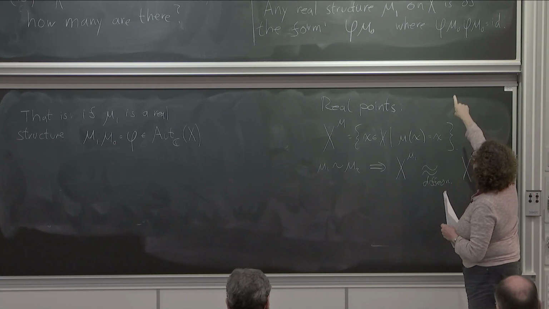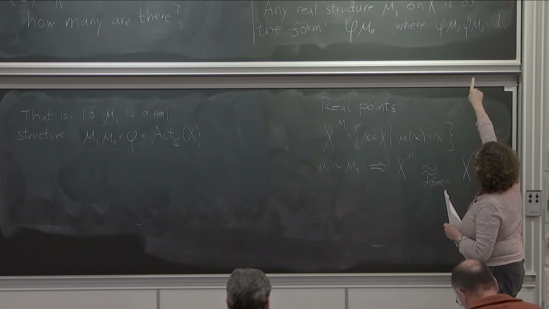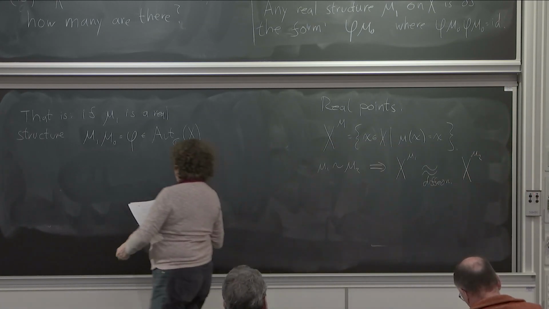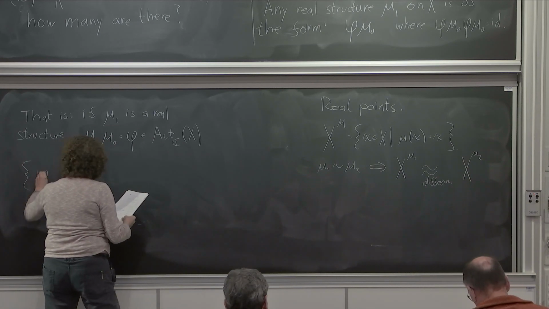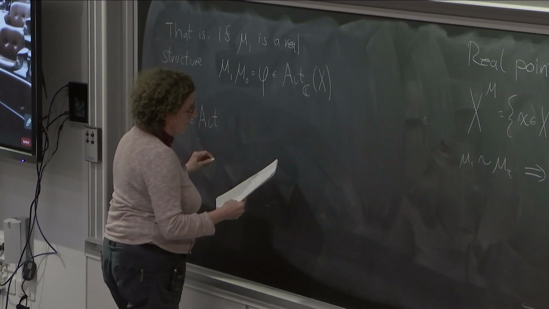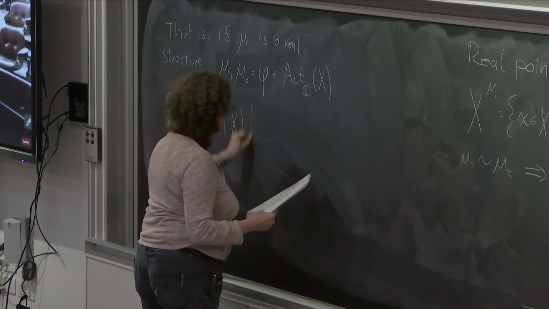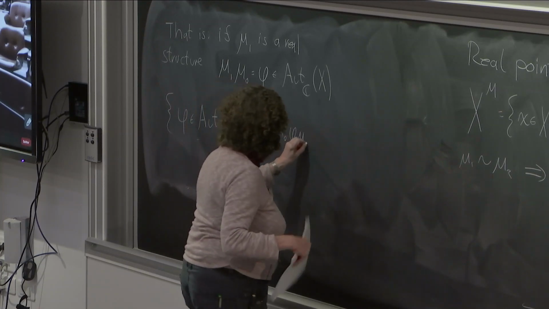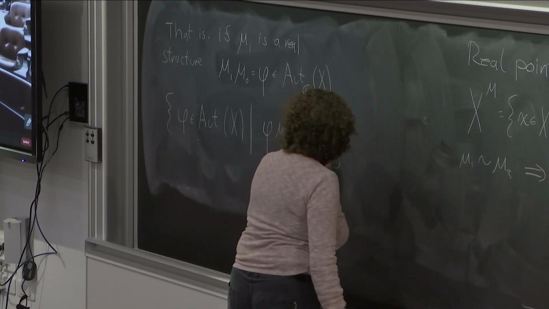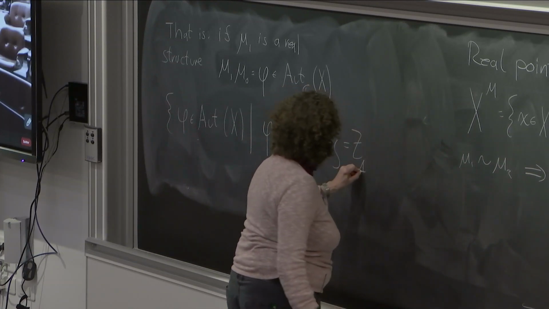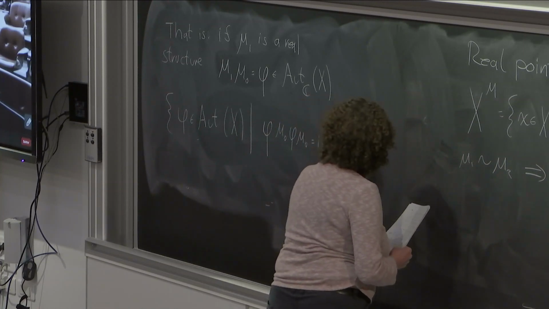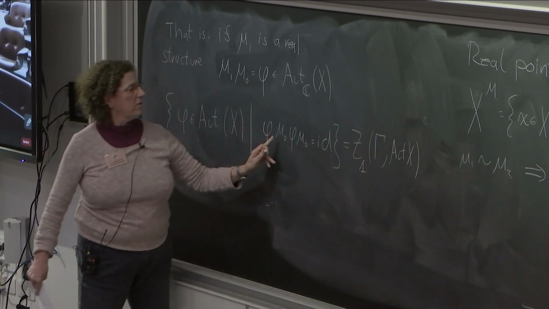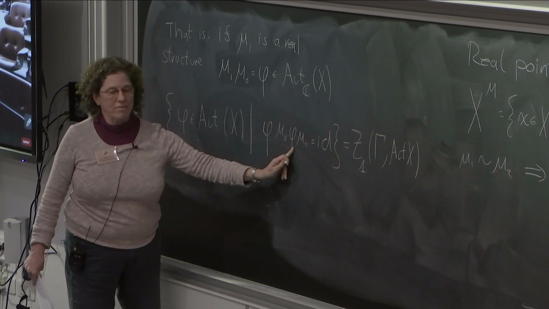And what is this condition? This says phi times the action of gamma on phi is the identity. That's exactly the condition of being a cocycle. So I'm looking for all these automorphisms such that phi mu 0 phi mu 0 equals identity. This is just the one-cocycles in the group gamma to Aut X. This is gamma of this element here.